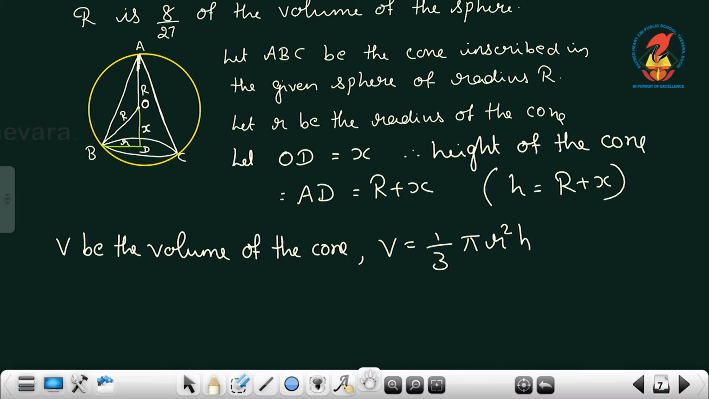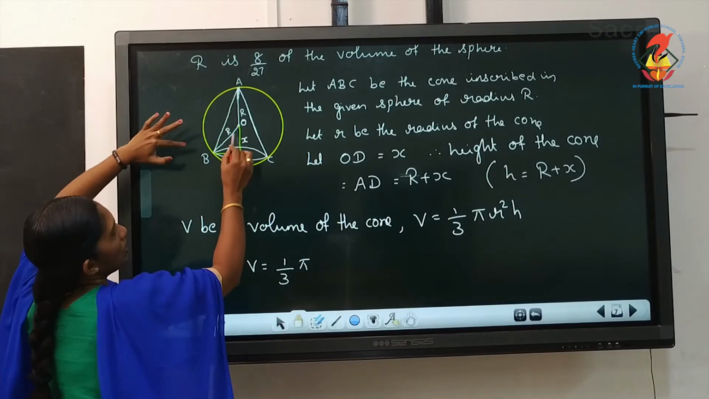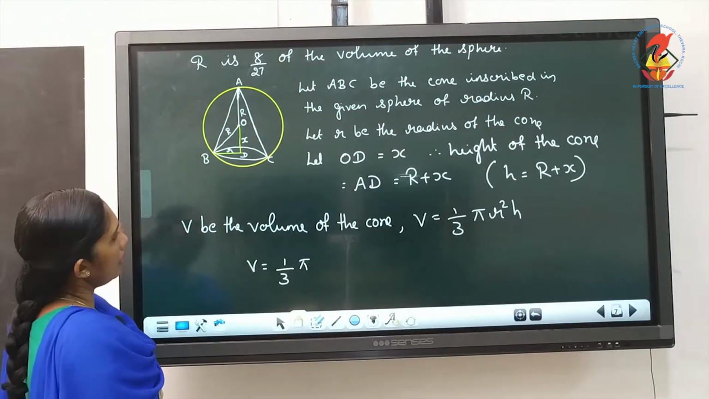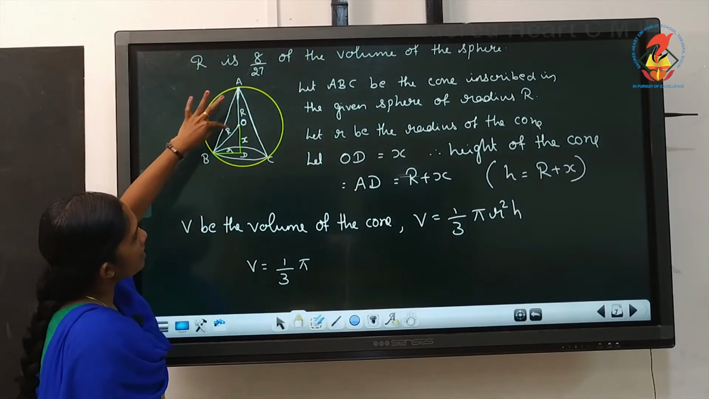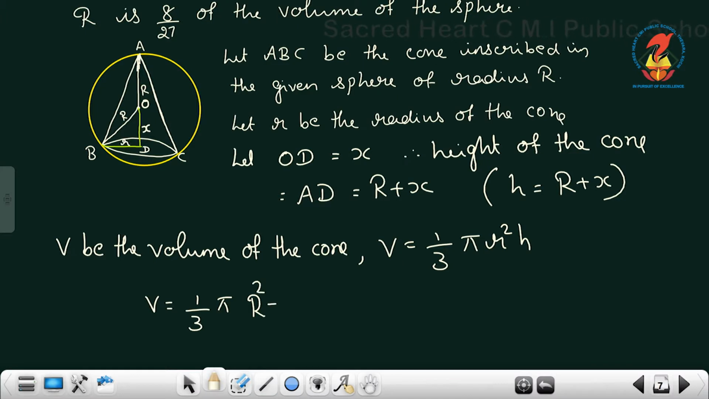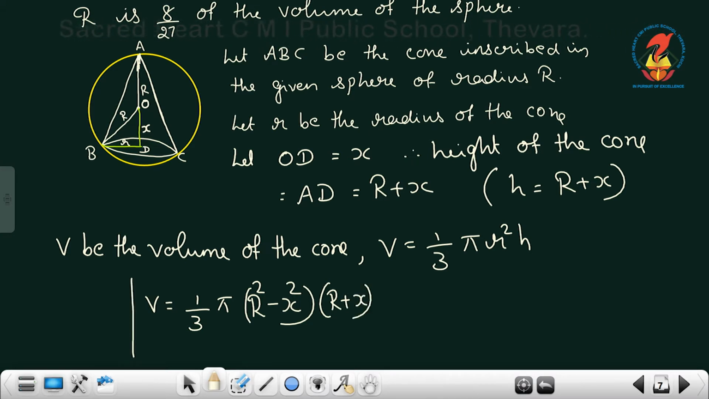How we convert r from the figure? V is equal to 1 by 3 pi. Using Pythagoras, ODB is a right angle triangle. So R square I can write as hypotenuse square minus altitude square. Then h is equal to R plus x. In triangle BOD, R square is equal to small r square plus x square. From that small r square is R square minus x square.